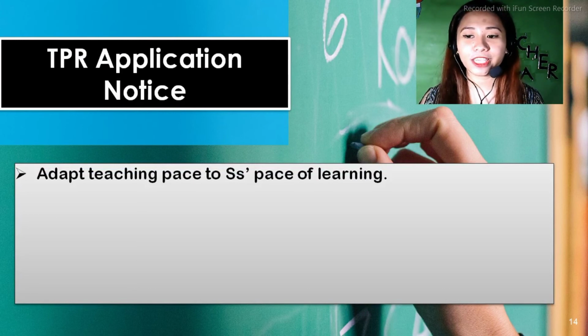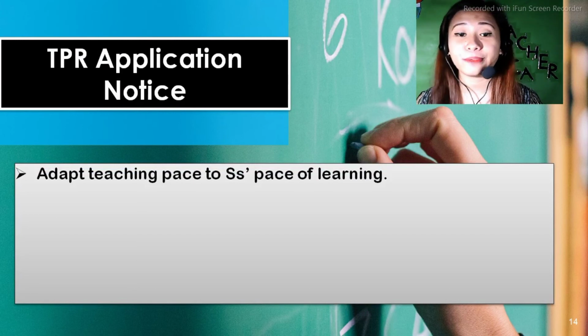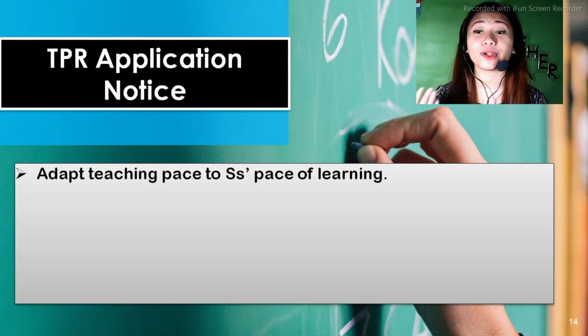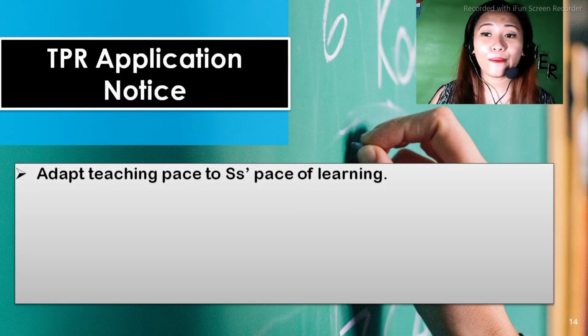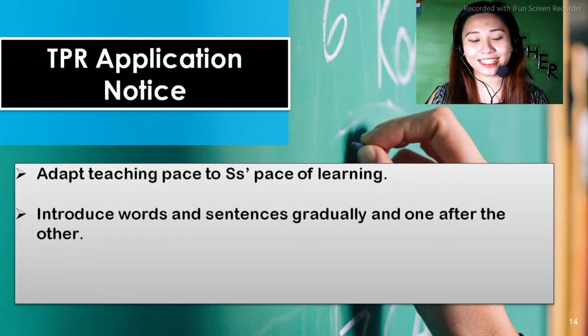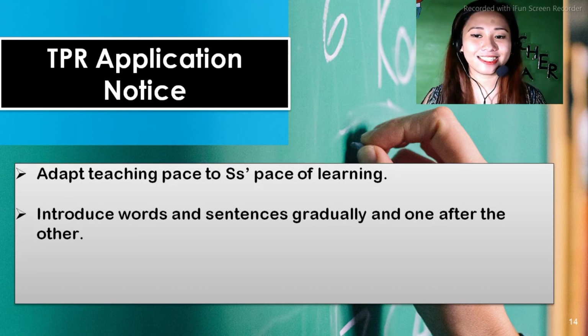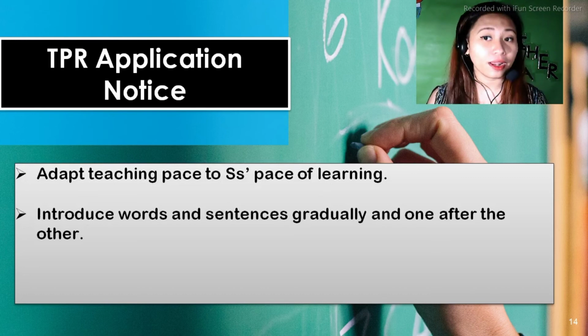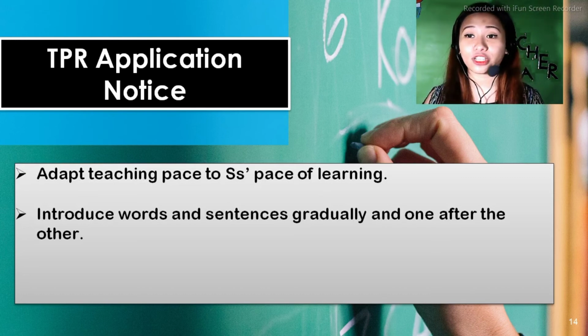So when you're trying to use TPR, adapt teaching pace to the students' pace of learning. Your TPR is based on what level your student is. So if he or she is a beginner, you will need to use a lot of TPR. Next, introduce words and sentences gradually, one after another. You will need to introduce words or sentences one by one and make sure that your action is slow.